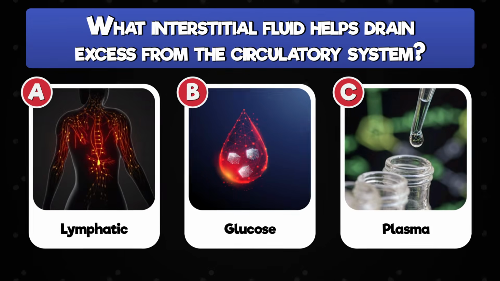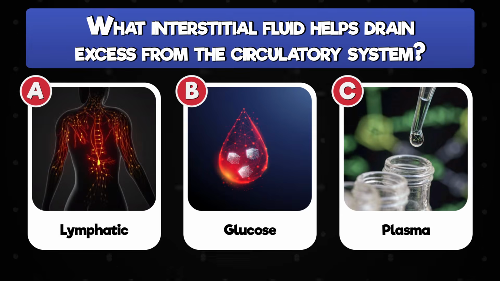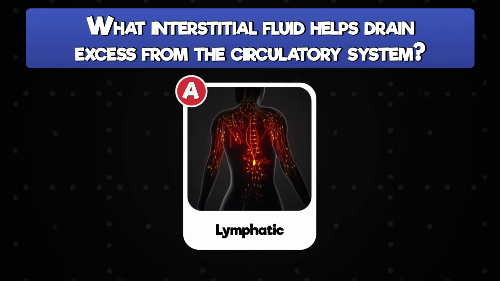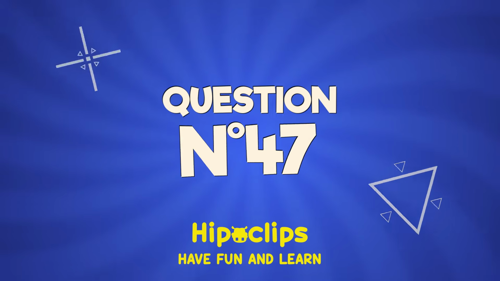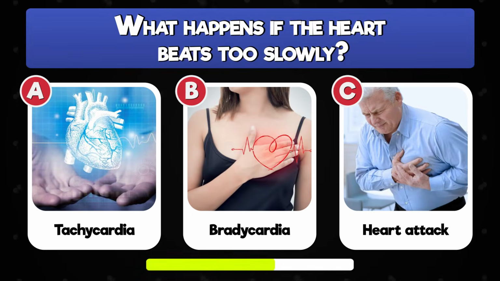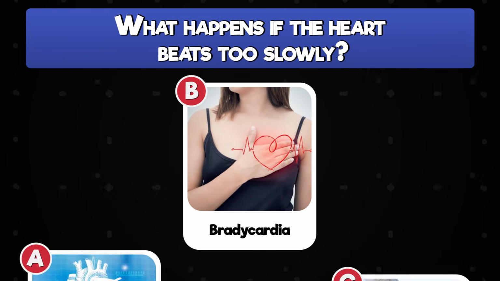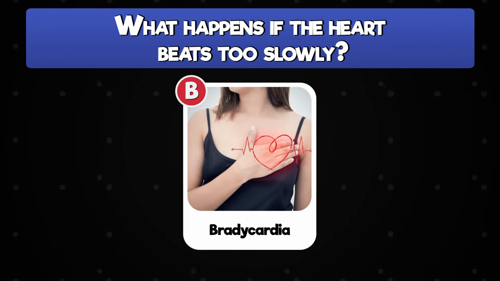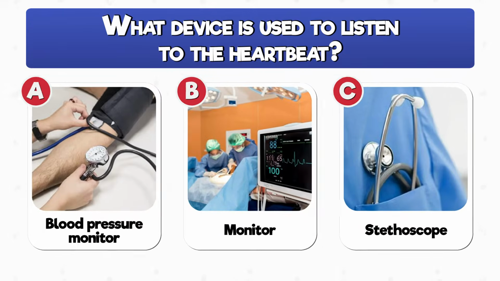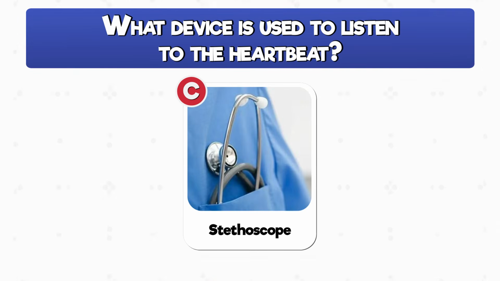What interstitial fluid helps drain excess from the circulatory system? The lymphatic system. What happens if the heart beats too slowly? Bradycardia. What device is used to listen to the heartbeat? A stethoscope.